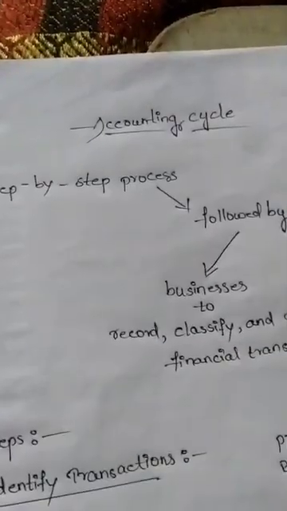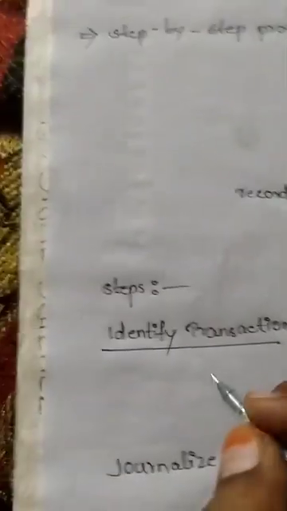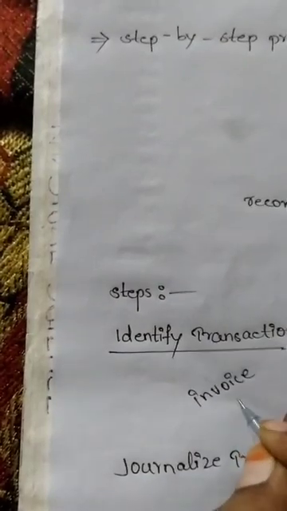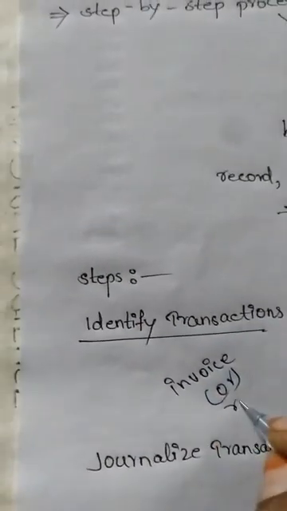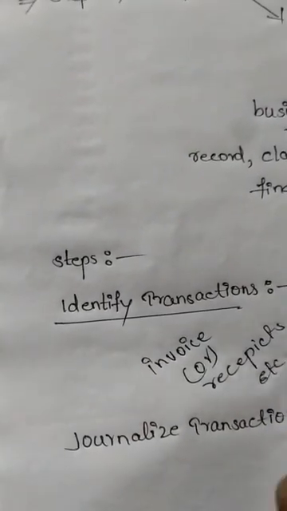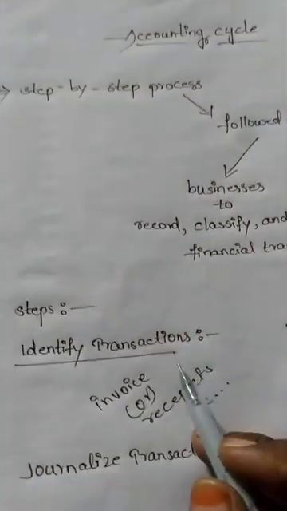So, the first step of an accounting cycle is to recognize or identify the transaction, whether it is an invoice or receipts or etc. So the first step of an accounting cycle is to identify the transaction.